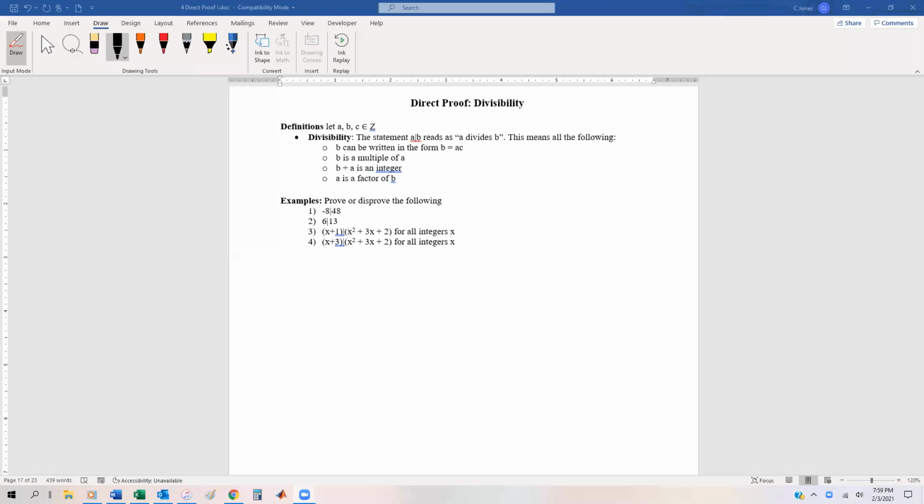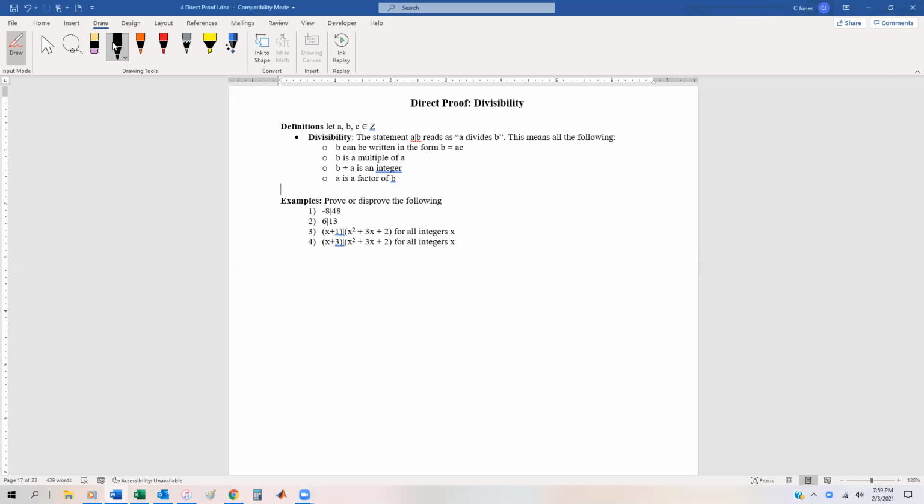Last topic in this section is going to be divisibility. Divisibility suggests that if we have any integers a, b, and c, we have a statement a | b. So it's not "a such that b", but in this case it means a divides b, which means one of four possible ideas. First of all, it means that b can be written as a times c, where a and c are integers. And I'll give you an example of that.